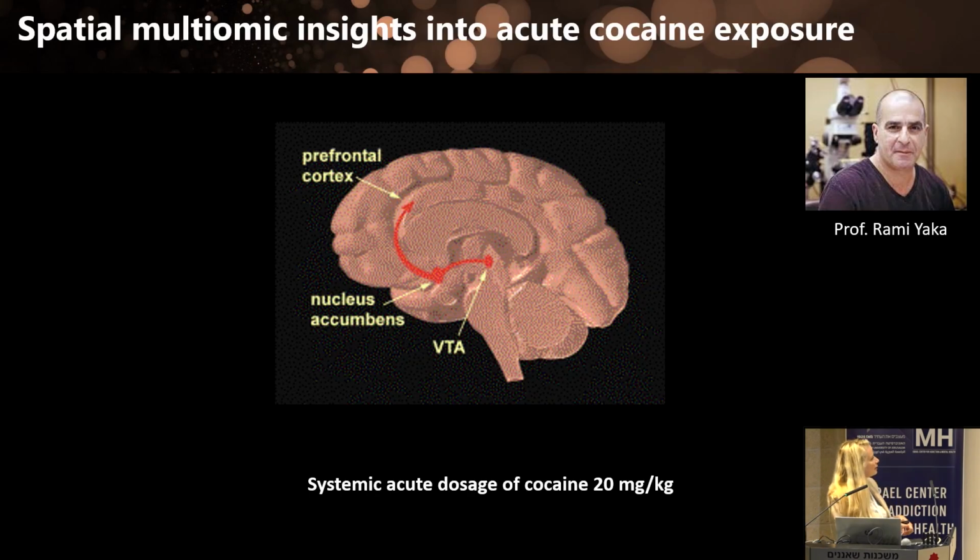So in this study, we decided to go for acute cocaine administration and to look at the brains 24 hours after an acute cocaine administration. Why? Because we learned that the majority of the neuro-damaging effects are happening within the first 24 hours.